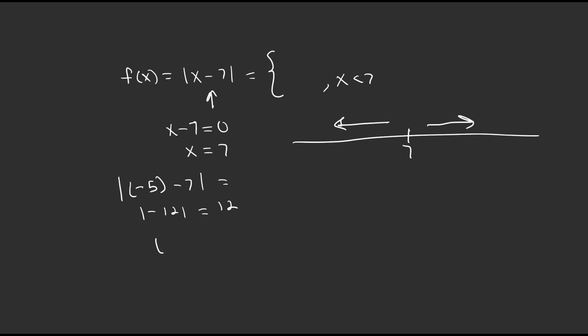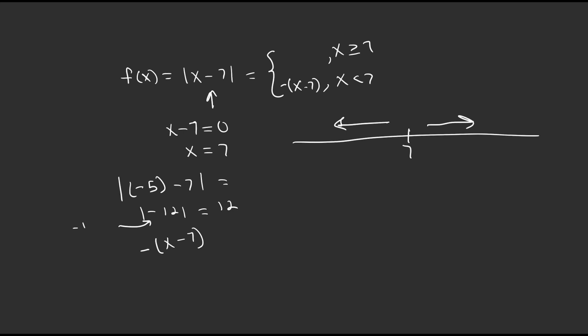Well, same thing for our absolute value of x minus 7. We're going to have to multiply x minus 7 by negative 1, right? So that's going to be our function for when x is less than 7. Because to get positive 12, we have to multiply this negative 12 by negative 1. Alright, so now we're going to look at what happens when x is greater than or equal to 7.